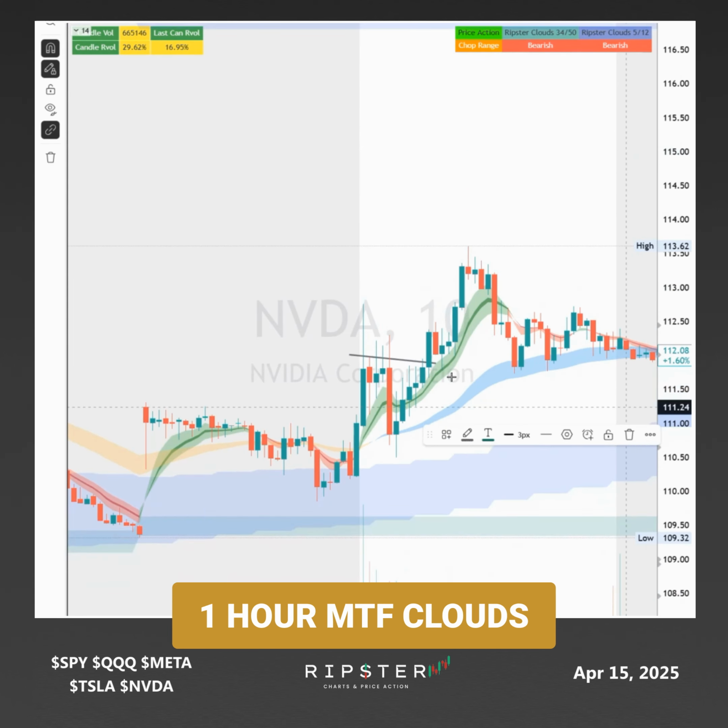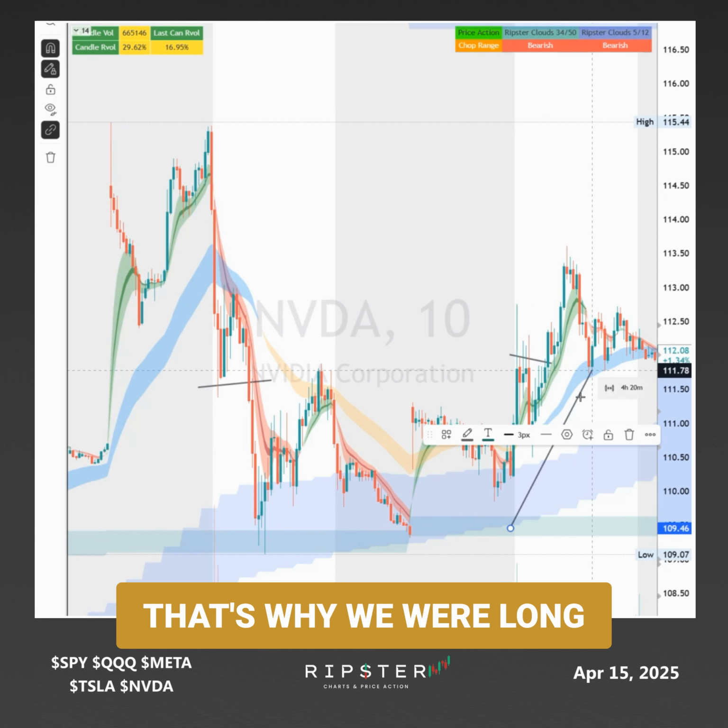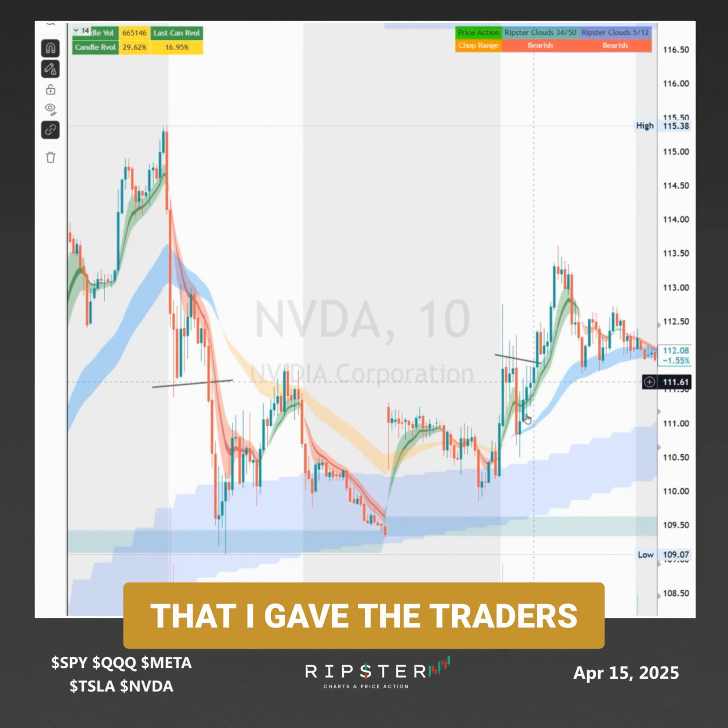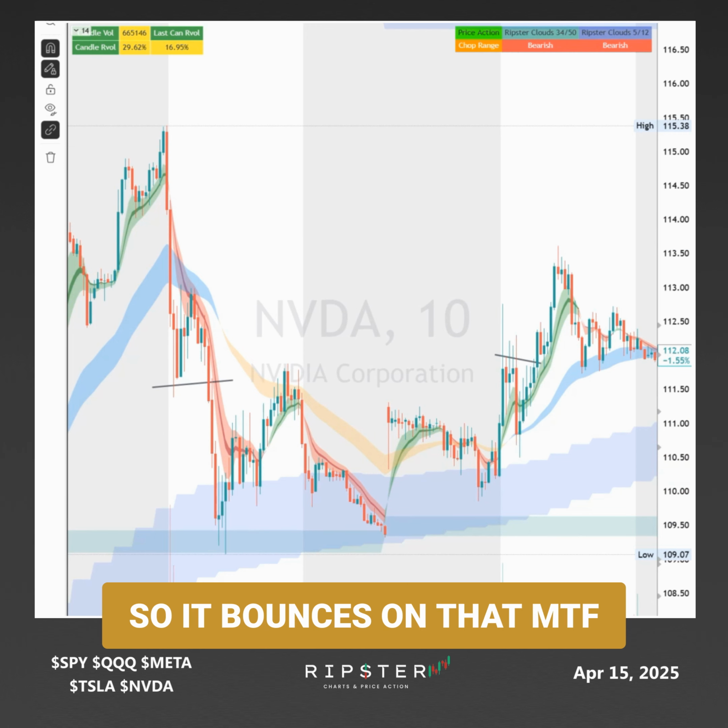NVIDIA this morning was bouncing over 1 hour MTF clouds, and you see that bouncing. That's why we were long in the community. This midday flag that I gave the traders because of this MTF. So it bounces on that MTF. So that was a 1 hour MTF.